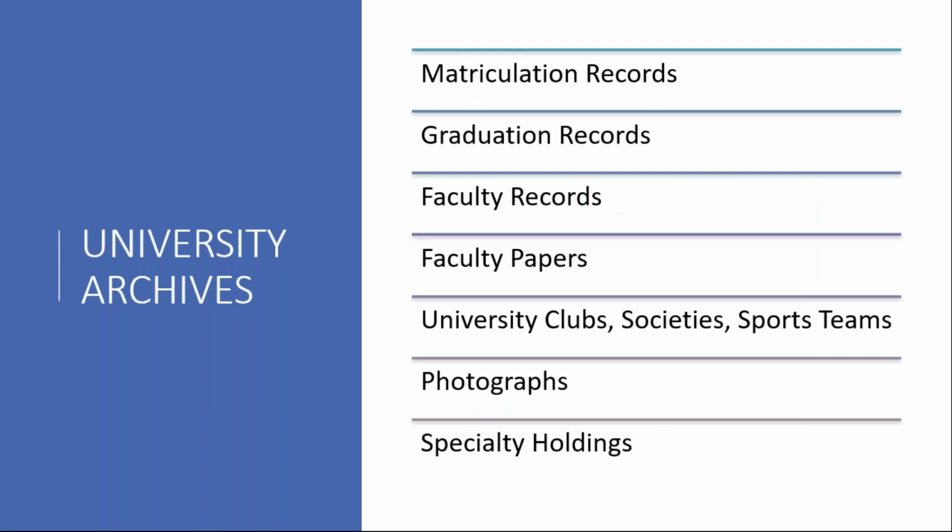University archives. Each university, of course, has its own set of archives, and they have records pertaining to the life of the university. That would include matriculation records, graduation records, faculty records, faculty papers, any other major papers that PhD or master students may have written, any information on university clubs, university societies, university sports teams, including photographs of those. And then each university in Scotland has its own special holding that is for the whole of Scotland.